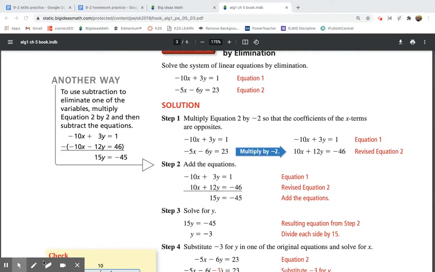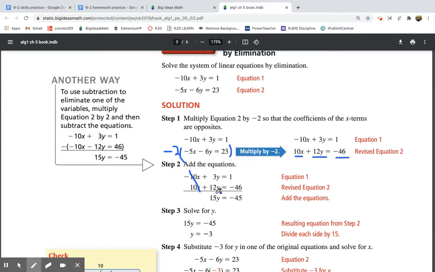So what that means is you're literally multiplying your whole equation. Think of it like parentheses that you have to distribute in. Negative 2 times negative 5x is positive 10x. Negative 2 times negative 6y is positive 12y. And then you have negative 2 times 23, which is negative 46. Okay, that's how they got those. So that's now your new equation, so you line them up. Negative 10x plus 10x cancels, which is what we were trying to do. We were trying to get our x's to cancel, or eliminate, so that we could solve for y.